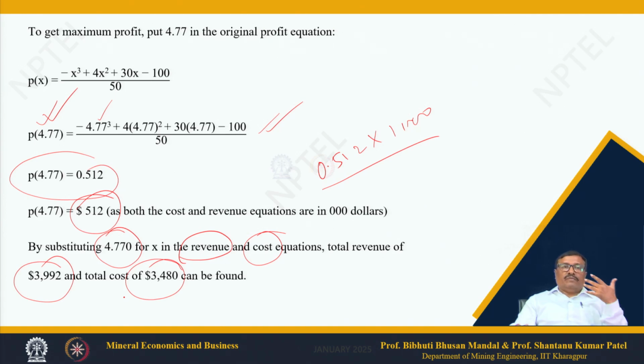So, all components we have found out: how many units give us the maximum profit, what is that amount of profit that we have made, what is the total revenue earned, and what is the total cost incurred at that particular point. All have been found, and I have shown step by step how to go and how to solve these problems.